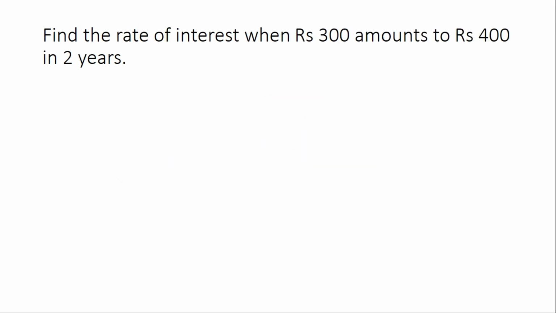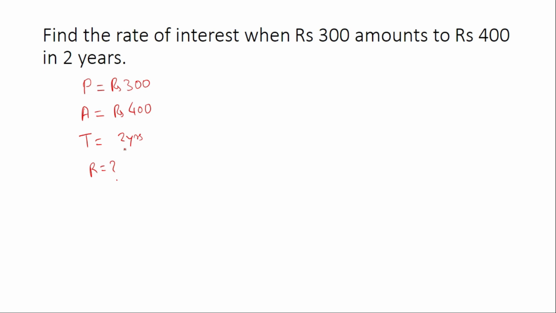Next is find the rate of interest when rupees 300 amounts to rupees 400 in 2 years. Here principal is given rupees 300, amount is given rupees 400, time is given 2 years, you have to find out rate.